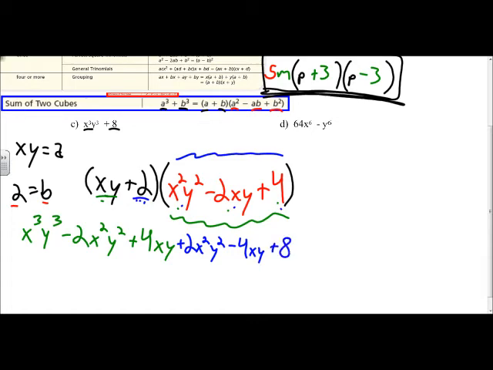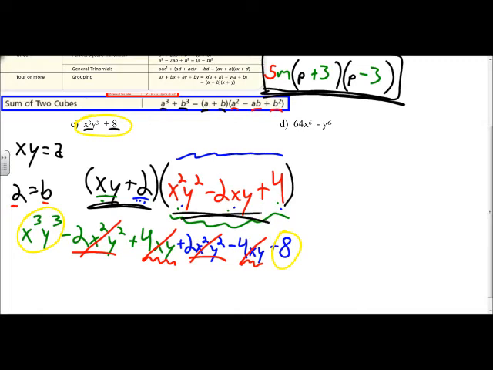Now from here, we notice that we have a negative 2x squared y squared and a positive 2x squared y squared, so those will subtract out. Also, we have a 4xy and a negative 4xy, so those will subtract out, in which case the only things we have left are x cubed, y cubed, and 8, which looking back was our original expression. So again, in this case, xy plus 2 and x squared y squared minus 2xy plus 4 are our factors. So this would be our final answer.